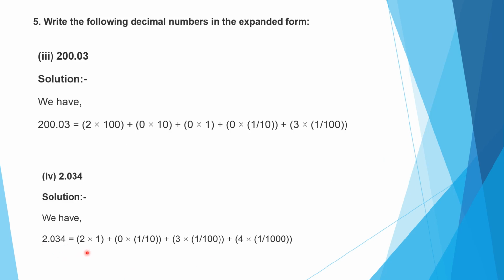Next, one more sum. 2.034. So 2 into 1, because this is in the units place, plus 0 into 1 by 10, because in the tenths place 0 is there, plus in the hundredths place 3 is there, 3 into 1 by 100. In the thousandths place 4 is there, that's why 4 into 1 by 1000. Easy, no?